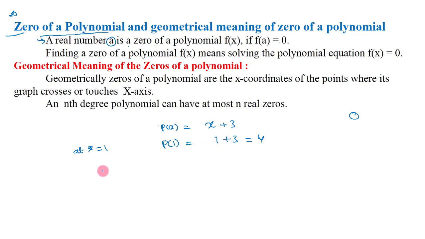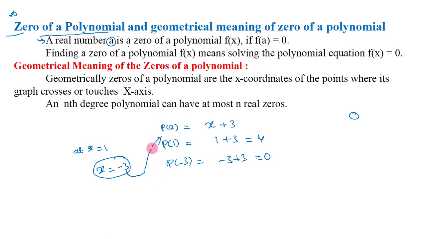Let us take another example. If x is equal to minus 3, then p of minus 3 is equal to minus 3 plus 3, which is equal to 0. That means at x is equal to minus 3, the value of p of x is 0. So minus 3 is called the zero of the polynomial p of x.